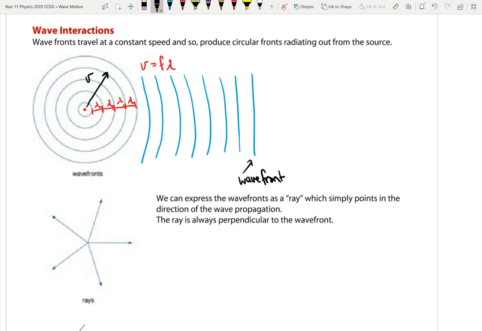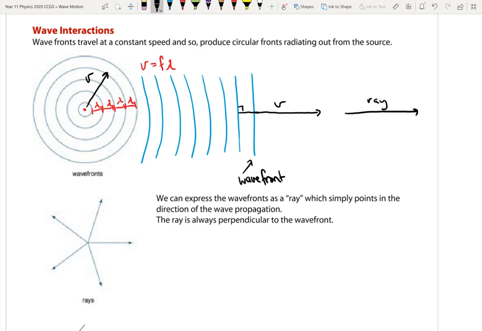The wavefront, this could be common amplitude. So this blue line could represent a high amplitude of a surface water wave. It could represent a region of high electric field strength being produced by an EM wave. It could be high pressure from sound, okay? Now, we could then draw in the direction that this wavefront is travelling, which is transverse to that wavefront. We're going to call this a ray.